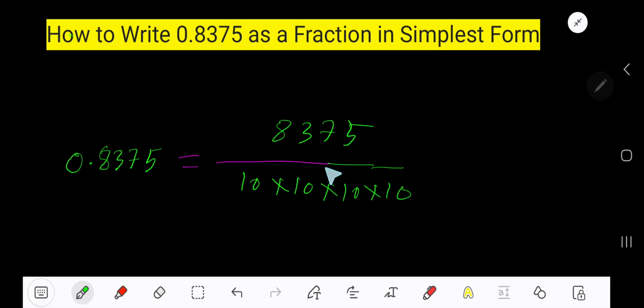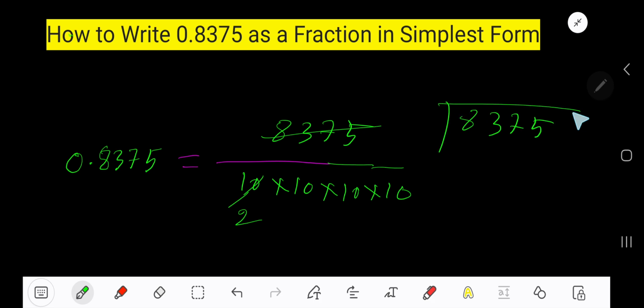To simplify this fraction in one step, you need to divide the numerator and denominator by the greatest common factor. But if you want to simplify this fraction in multiple steps, then you need to divide the numerator and denominator by a common factor. This is divisible by 5, and this is divisible by 5, as this has 0 at the end, and this has 5 at the end. So if you divide this by 5, you will get 2, and if you divide this number by 5, what will you get? Look here.